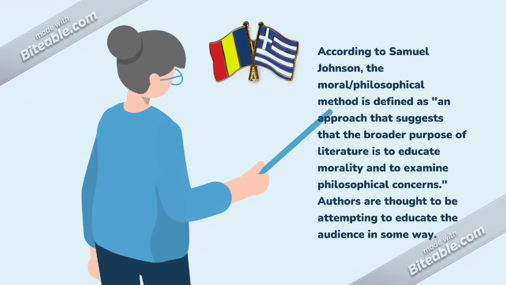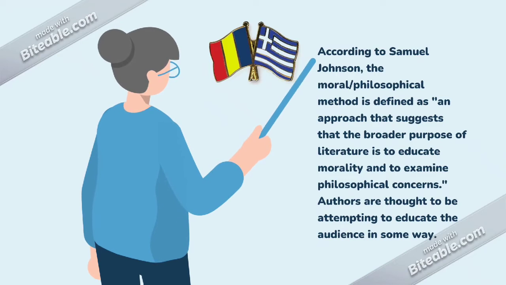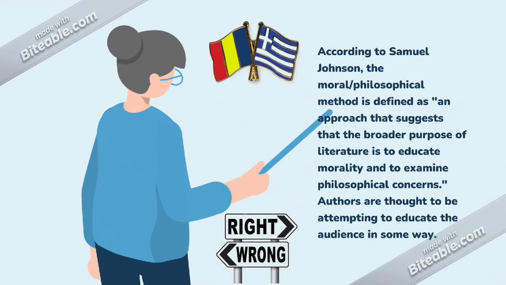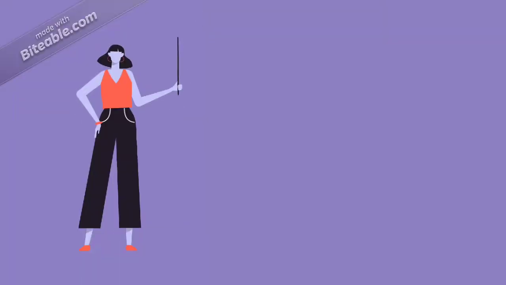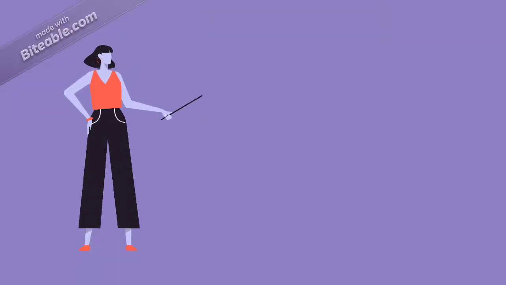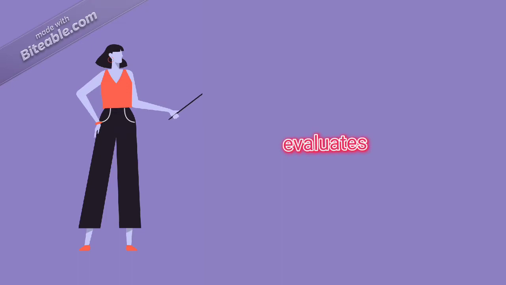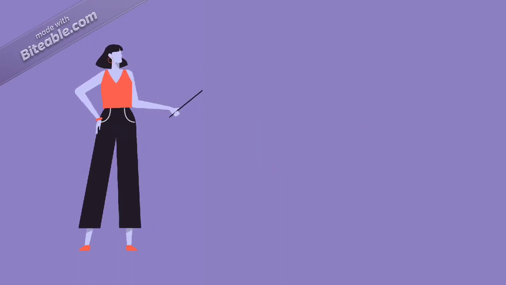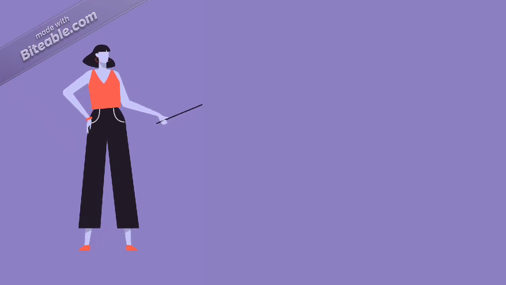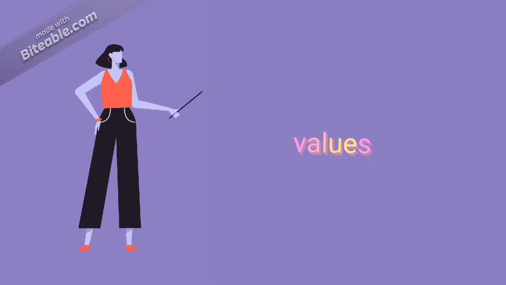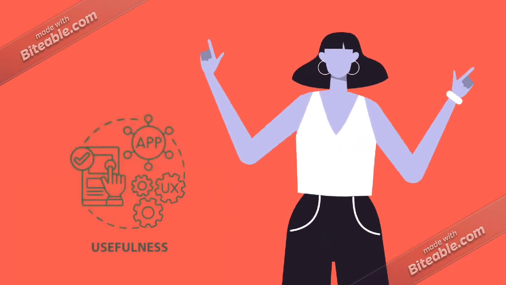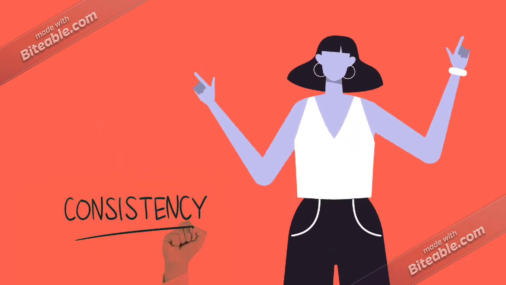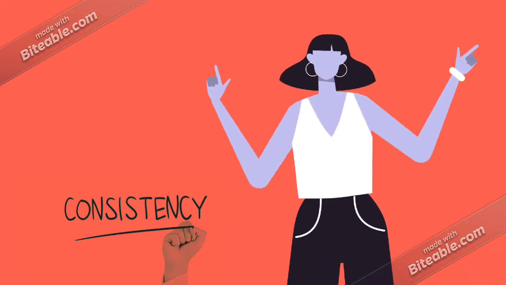Critics believe that the larger purpose of literature is to teach morality and probe philosophical issues. Moral or philosophical approach usually describes or evaluates a work in terms of the ideas and values it contains. Some will also evaluate the quality of a work's ideas and values by determining how well they fit certain criteria, such as truth, usefulness, clarity, consistency, or complexity.